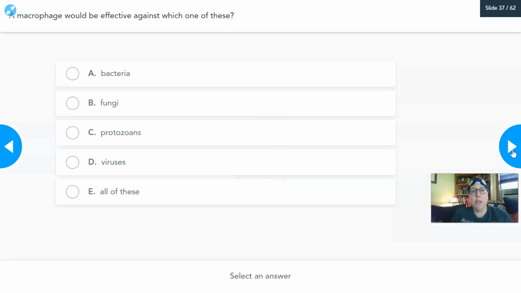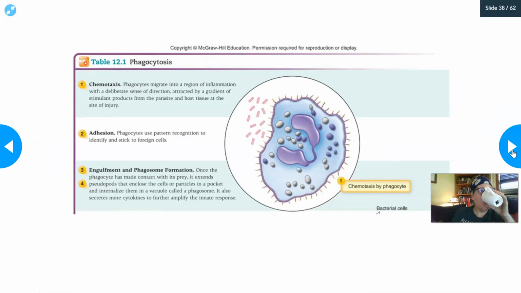Okay, a macrophage would be effective against which one of these? So select which one you think is correct. And let's look at phagocytosis.